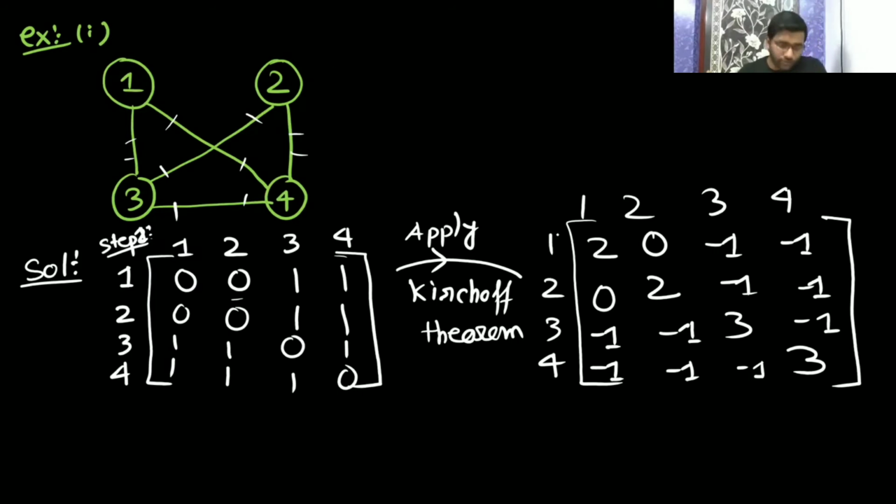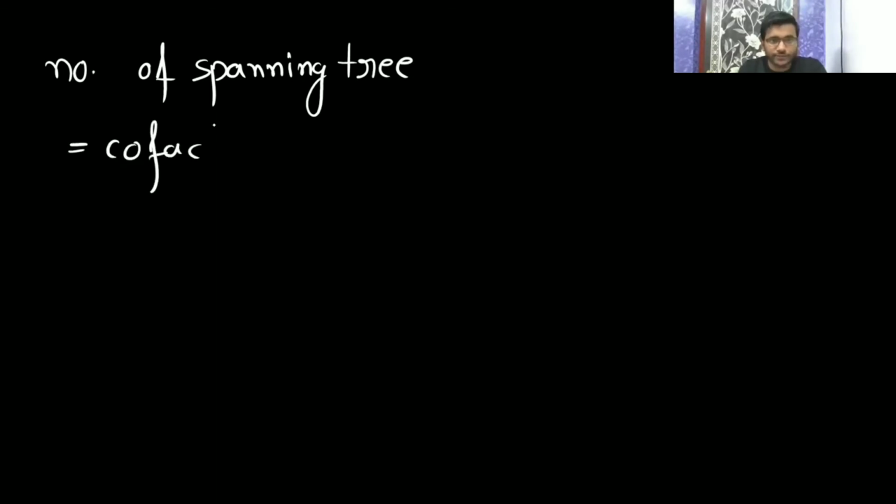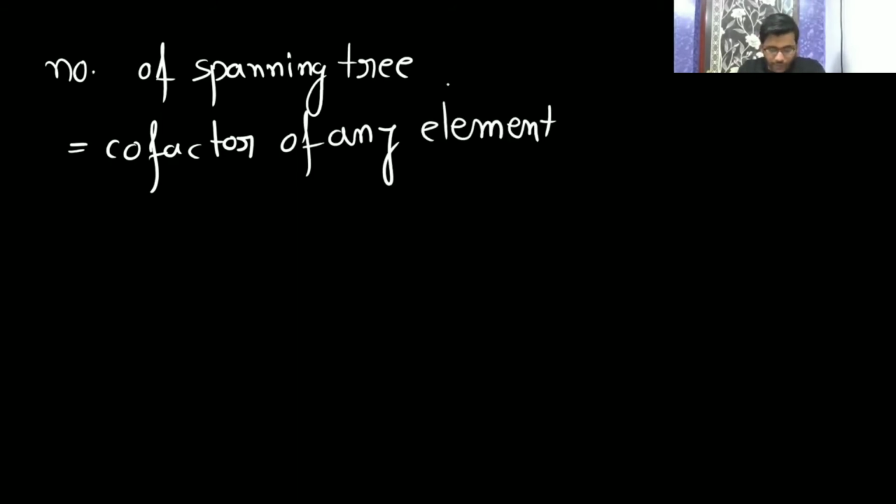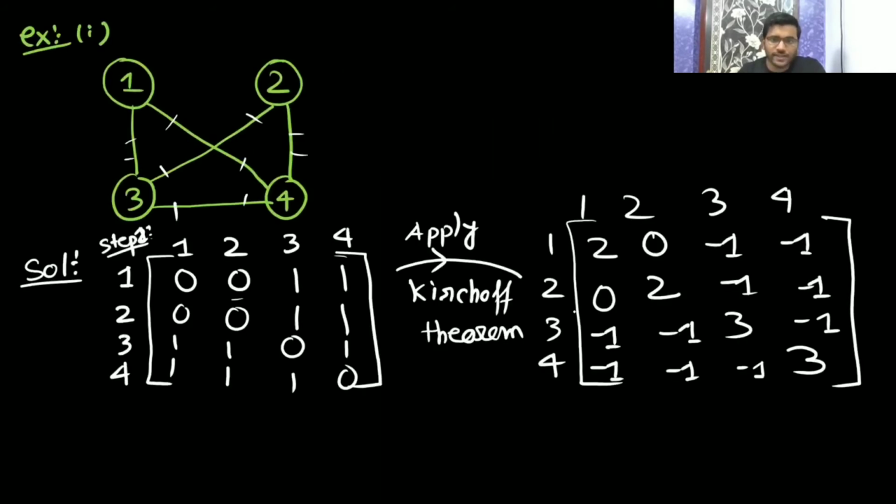Fine. So now we have to find the cofactor of any element. The number of spanning trees is going to be the cofactor of any element. So you take the cofactor of the first element.